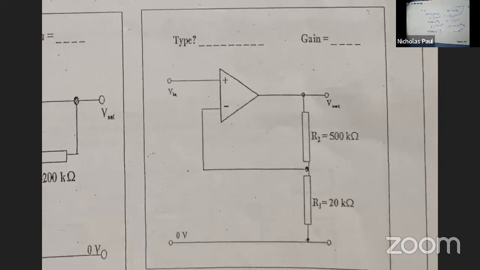Last one there. What's the last one? Non-inverting again. So that's 1 plus 250 on 10, so that's 26.